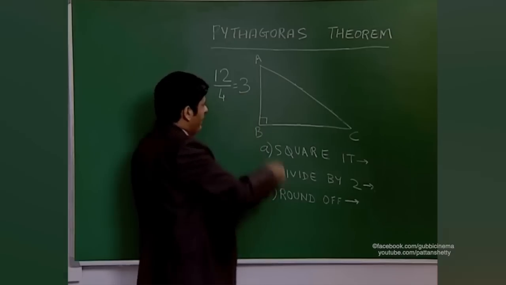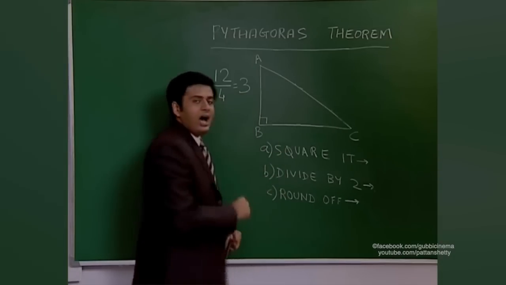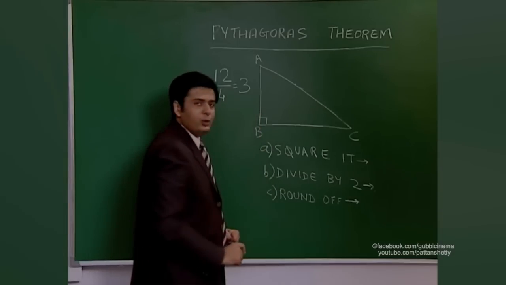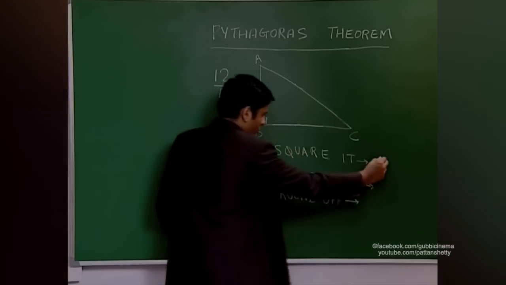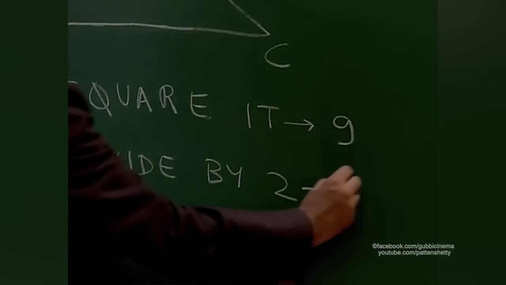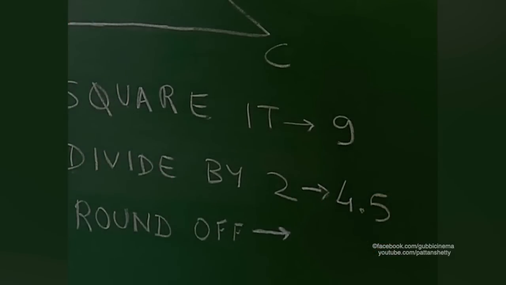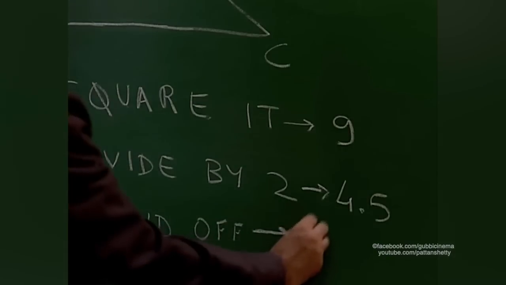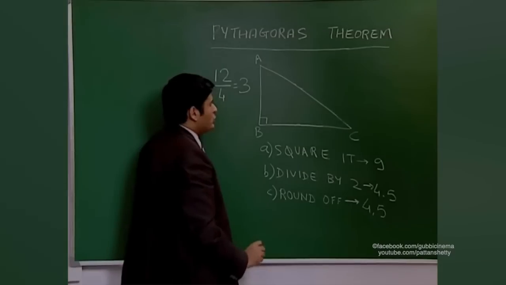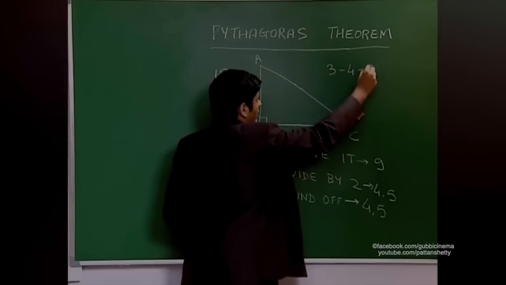With an odd number, I can do all these steps. But remember, since I have divided by 4, I will have to multiply all the answers by 4 later. So 3 is one value. When I square it, the square of 3 is 9. 9, when I divide by 2, I get 4.5. And 4.5 when I round off, I get the smaller number as 4 and the bigger number as 5. So my triplet becomes 3, 4, 5.